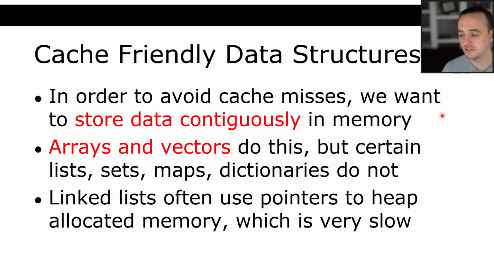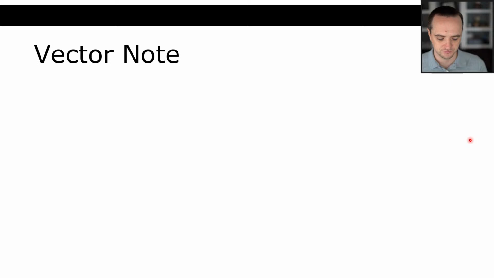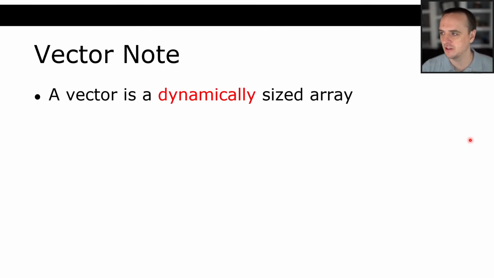Linked lists, for example, often use pointers to heap allocated memory, which is really, really slow. So if you can, use vectors or arrays wherever possible for your data, okay? But note, vectors are dynamically sized arrays, meaning that my vector is initially going to start empty, and when I start adding stuff to it, it's going to have to grow, right? So it had 0 things in it, then I put 10 things, maybe 1,000 things. It's going to have to grow. It's not some magical thing.